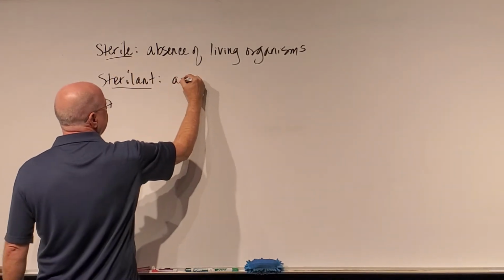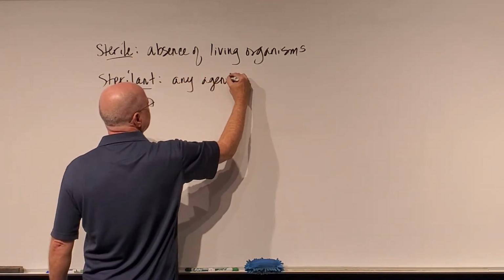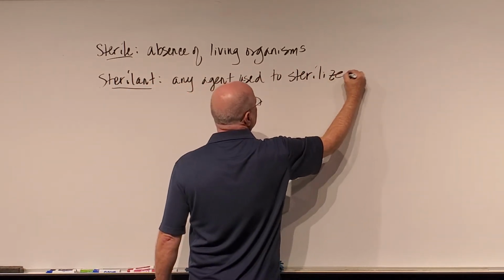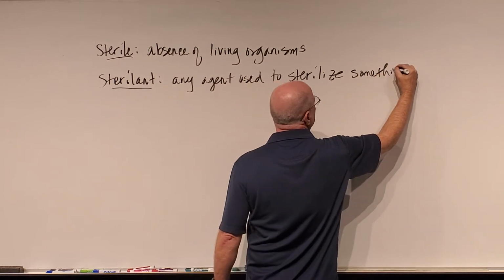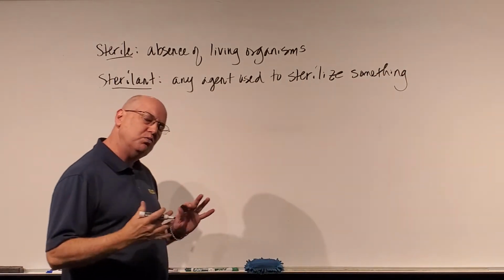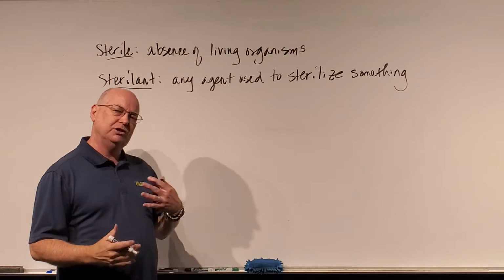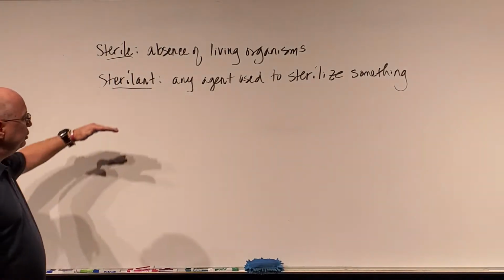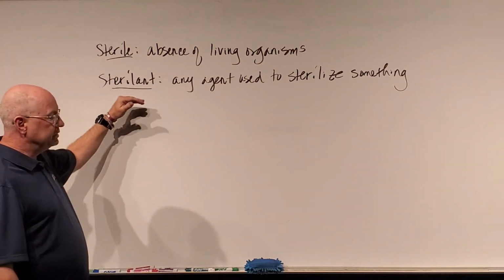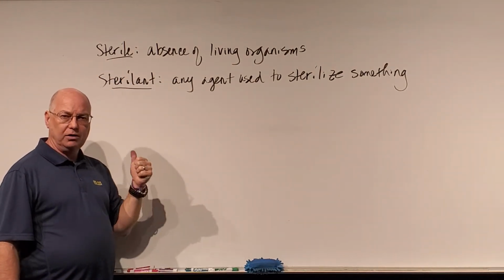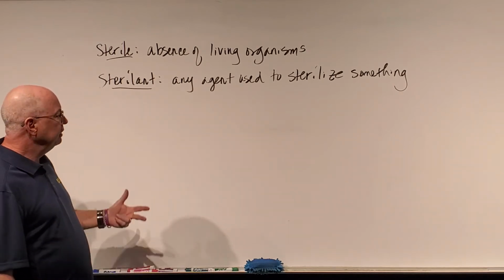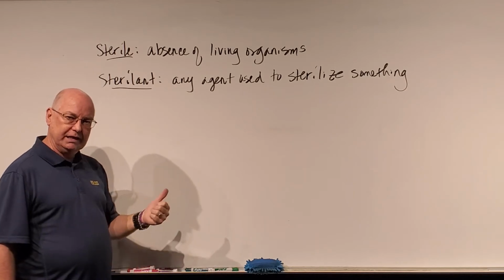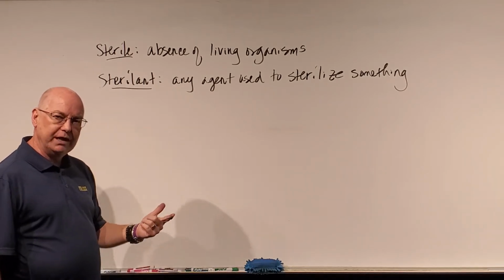is any agent used to sterilize something. Now I say the word something, I could use some more technical language, but these are somewhat a blend between the technical definition and what I call the Mr. Long definitions so that we can wrap our brain around it. But we use a sterilant to sterilize. That sterilant could be a chemical like alcohol or phenols or an antibiotic, or it might be some physical characteristic like heat or UV radiation.